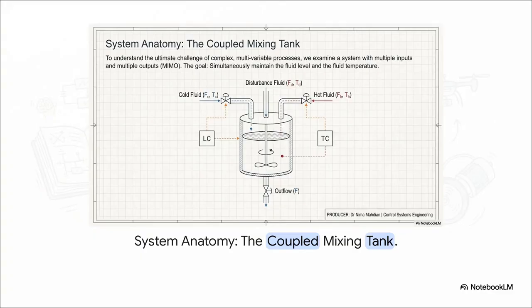Okay, time for the heavy hitter, multivariable, or MIMO systems. Multiple inputs, multiple outputs. This is where everything we've learned collides. Here is our primary case study. And honestly, you'll probably see a variation of this exact diagram on your test. It's a coupled mixing tank. Our mission here is incredibly difficult. We have to simultaneously maintain both the physical fluid level and the fluid temperature, all while a totally random disturbance fluid pours in from the top. We've got a cold fluid input valve, a hot fluid input valve, a level controller, and a temperature controller.